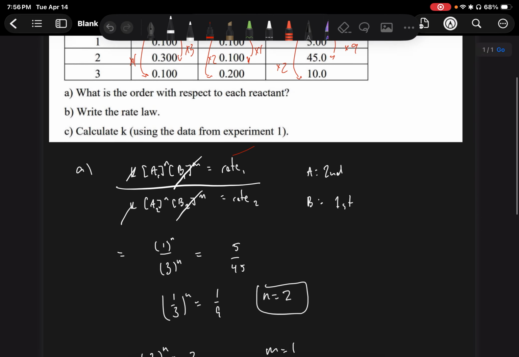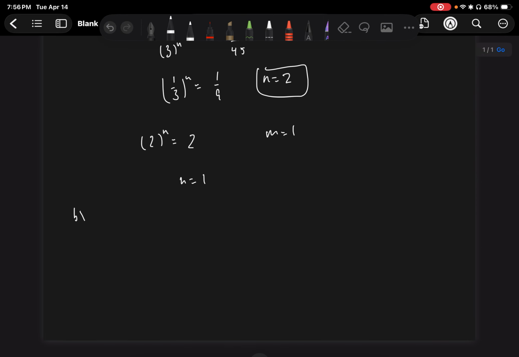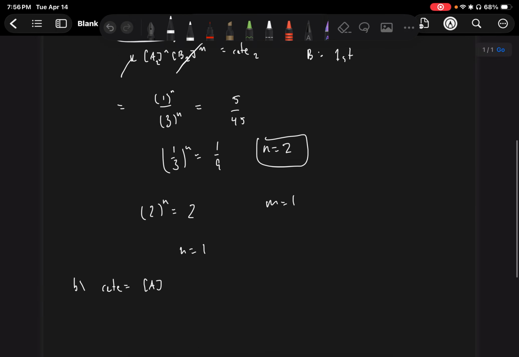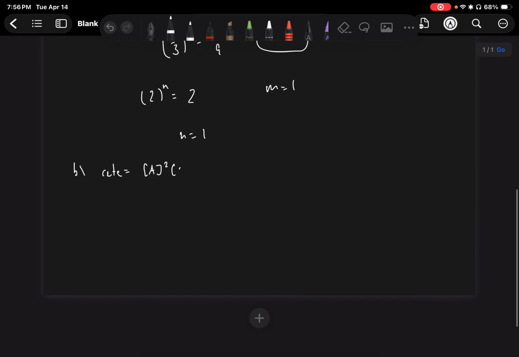Okay, question B, write the rate law. That's easy. Rate equals K times A squared times B to the power of 1. Right? Don't forget K. I forgot that. But yeah, that should be the answer.